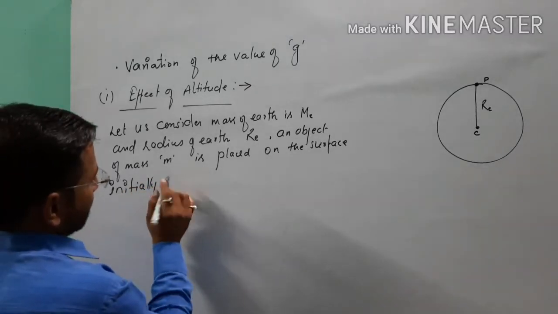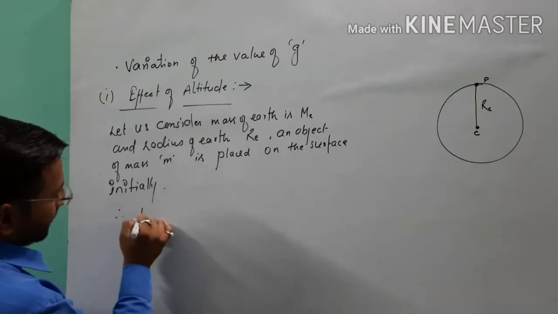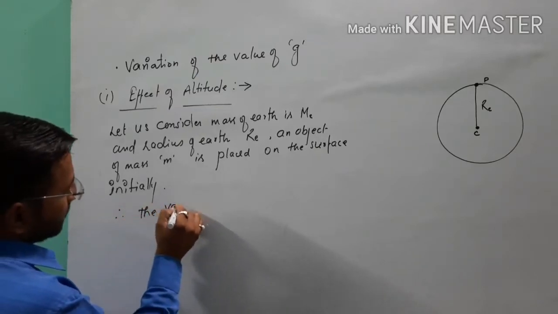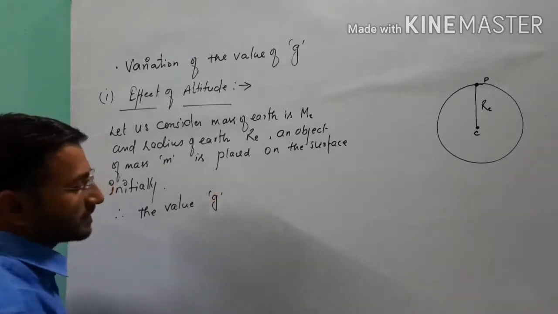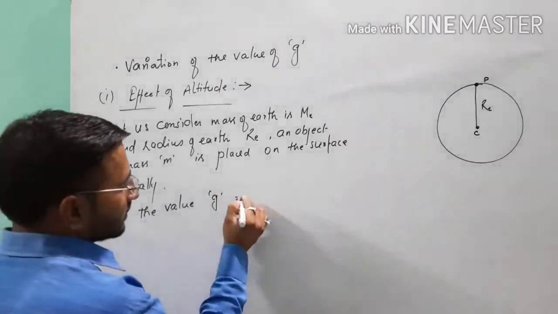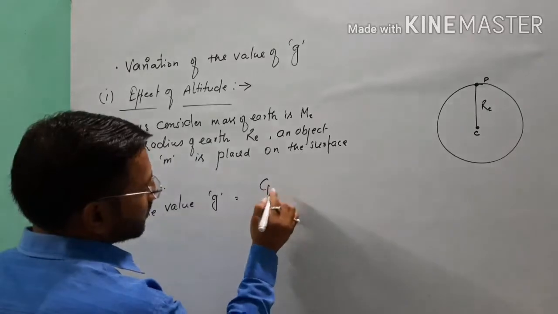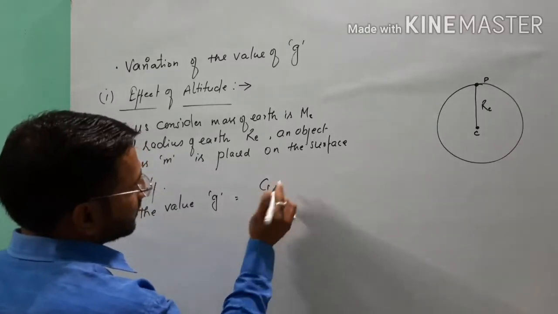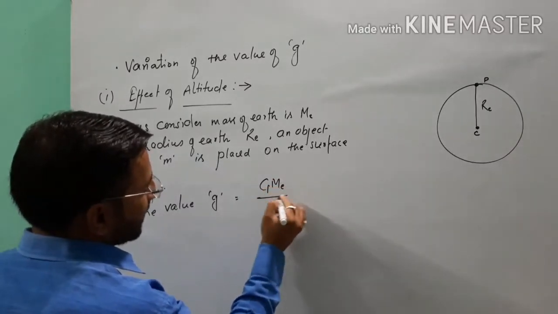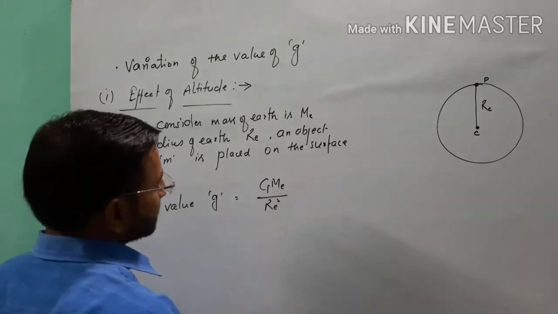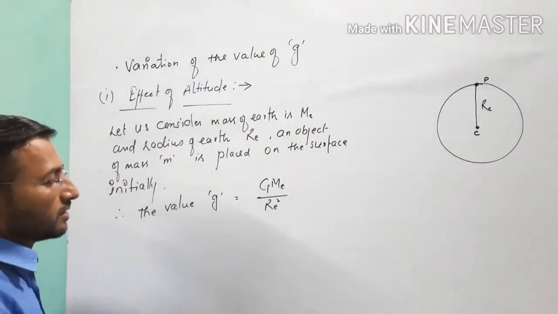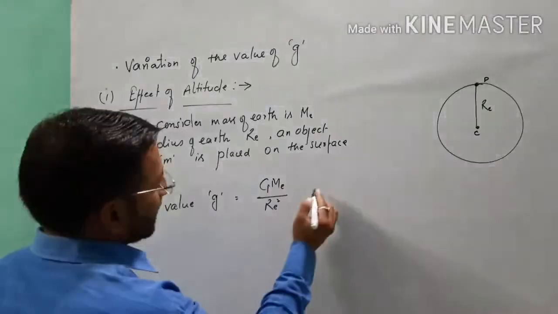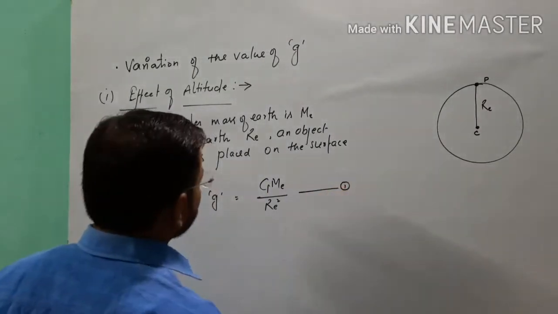Point clear? Therefore the value of g, you know that on the surface of earth the value of acceleration due to gravity, by the relation between small g and capital G, is equal to G Me by RE square. You know this relation, we have discussed this relation in Google Meet. So g is equal to G Me by RE square. This is our equation number 1.